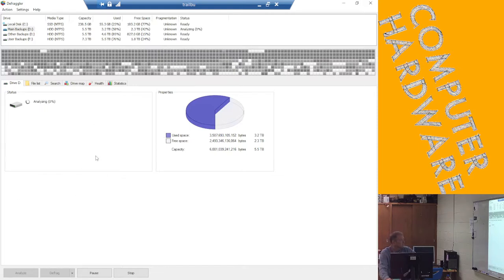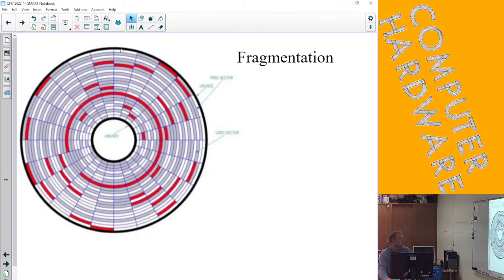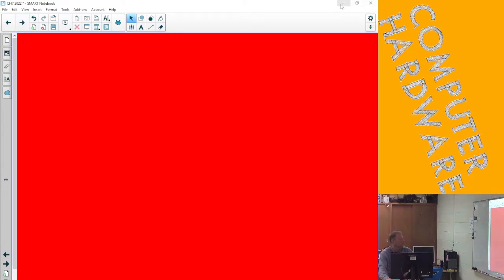Oh, it's not finished yet. I'm going to imagine it's pretty fragmented. This is a pretty big drive. It may take too long for me to show you this. I think that's the last thing I wanted to show you, fragmentation, and then we're done. So let's finish this, and we'll worry about the quiz next.